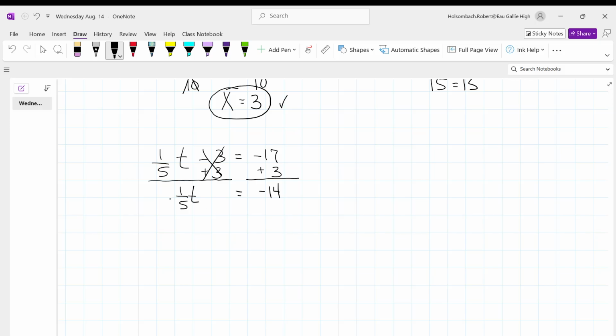You can multiply by 5 over 1 or divide by 1/5. I'm going to multiply times 5 over 1. The 1/5 and the 5 over 1, when you multiply a fraction by its reciprocal, the product is equal to 1. So we're just left with a t. And negative 14 times 5 over 1 is the same as negative 14 times 5. And that is negative 70.